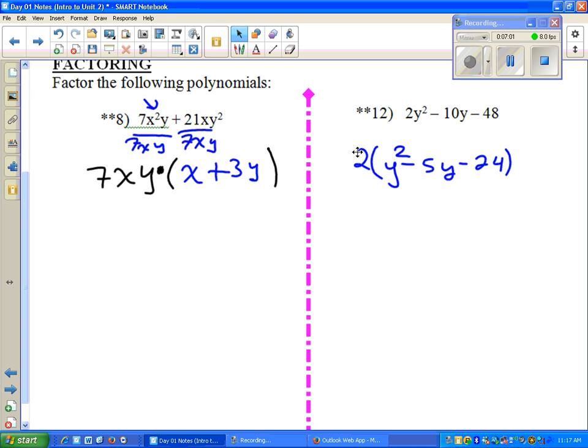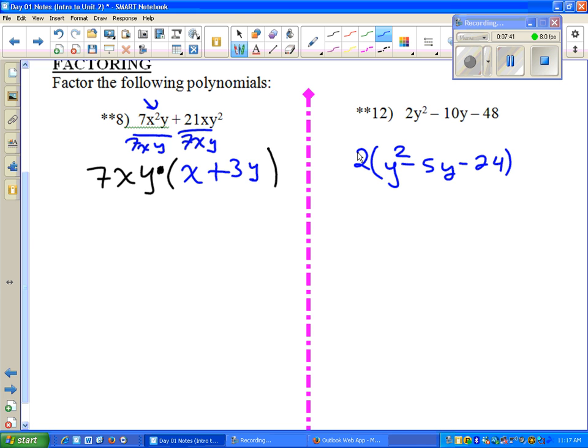Can I factor any more? Yes. Yes? Yes? Maybe? So at this point, we need to unfoil when we factor. We need to ask the question, what multiplies to be negative 24 and adds to be negative 5? Is this possible to factor this out? This is factoring a trinomial. I have three terms, a trinomial. I want to factor this out.